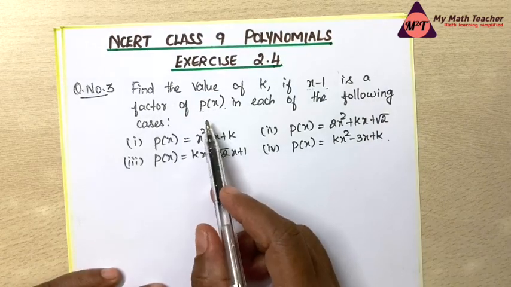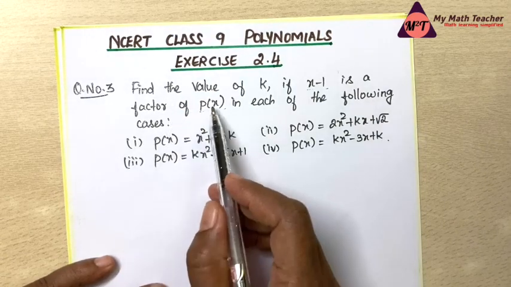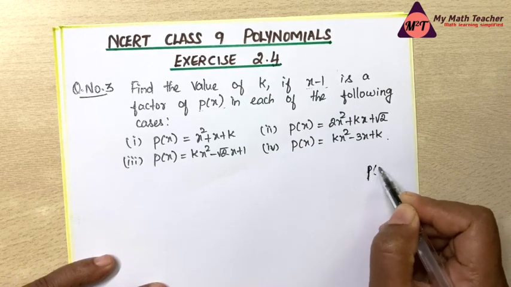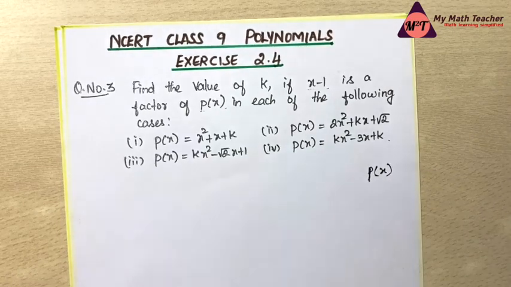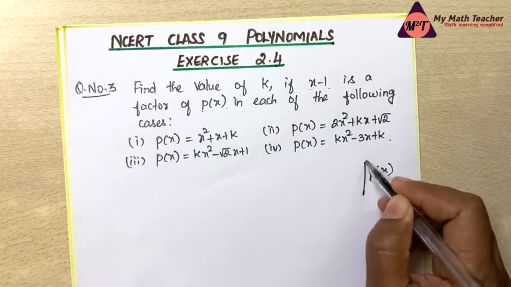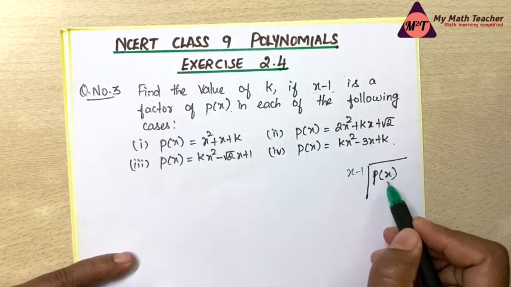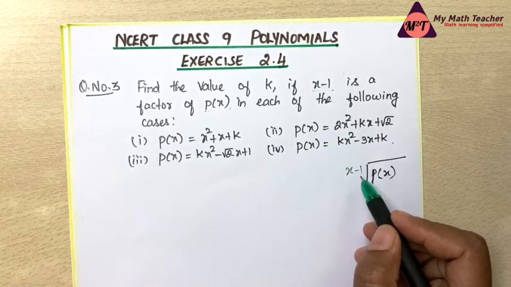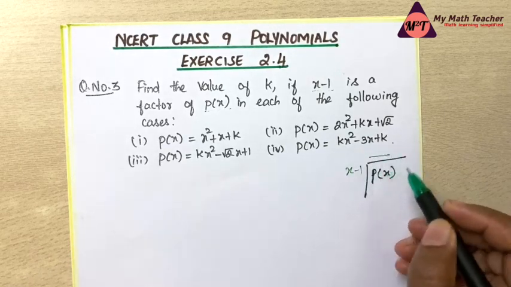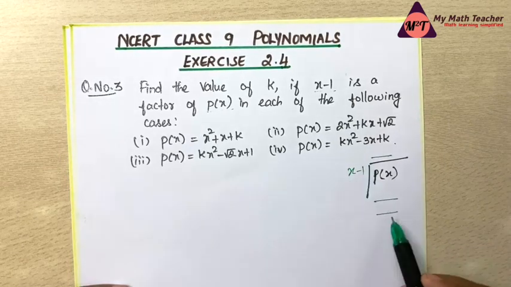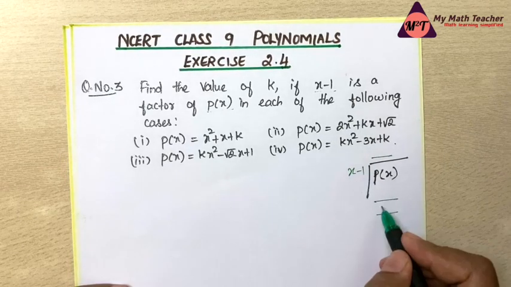First of all, let us understand the question. Given here is p of x, that is a polynomial of variable x. It is divided by x minus 1, which is a factor. When the polynomial of x is divided by x minus 1, we'll get a quotient and a remainder. If it is a factor, then we know that the remainder will be 0.